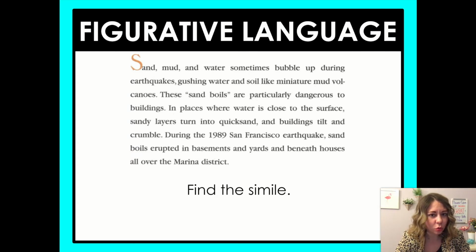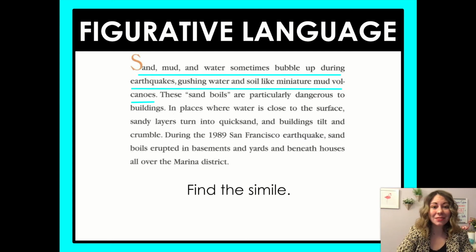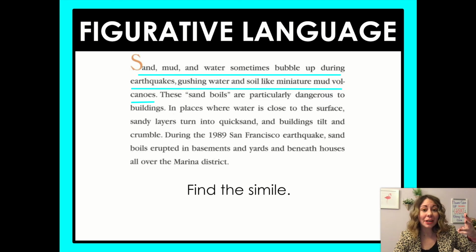Gushing water and soil like miniature mud volcanoes. Right there, that is a simile. So it says in this first sentence, sand, mud, and water sometimes bubble up during earthquakes, gushing water and soil like miniature mud volcanoes. So it's comparing all this sand, mud, and water that's bubbling up to a miniature mud volcano, to a volcano. We know what a volcano is. We can picture that in our brain.